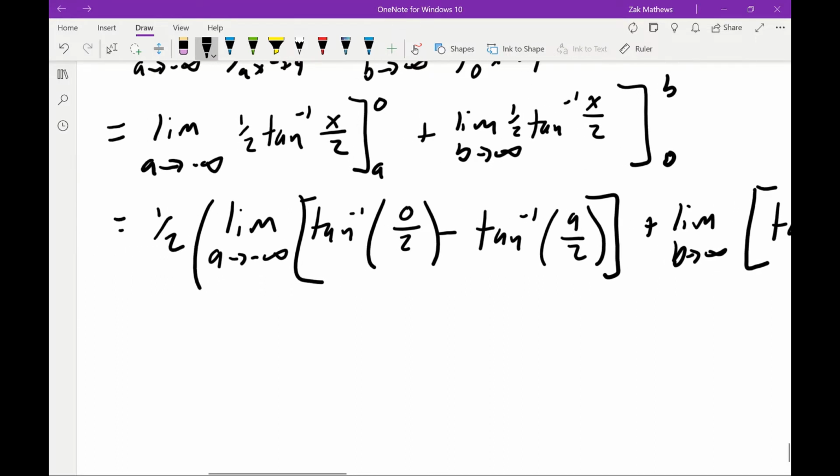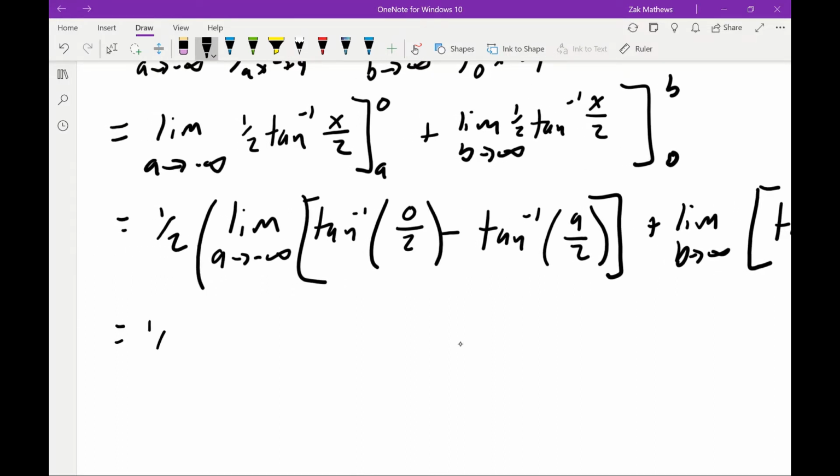And so let's simplify the zeros first. If we think about when tangent is equal to 0, that occurs at 0. And remember, inverse tangent, we have the restricted domain from negative pi over 2 to pi over 2. So when is tangent equal to 0? That is just at 0.